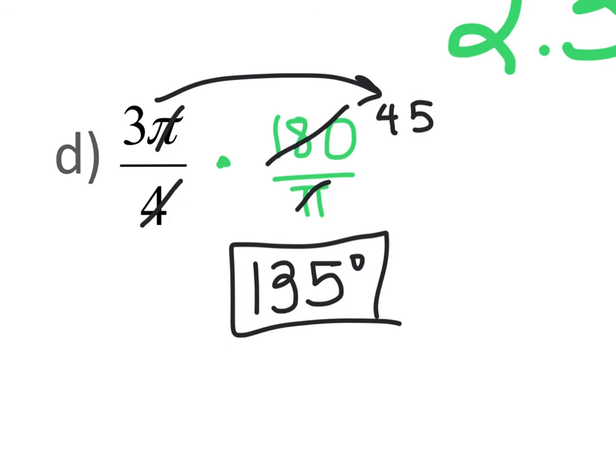What was it? 3 times 45? Because the 4 goes into the 180 45 times. Make it as simple as you can. You can multiply straight across and then reduce, but in my opinion, just keep it as small numbers as you possibly can. Because again, just like before, sometimes you'll have calculators with this stuff and sometimes you won't.